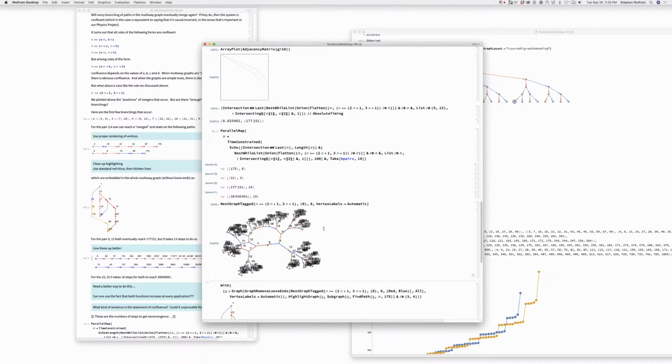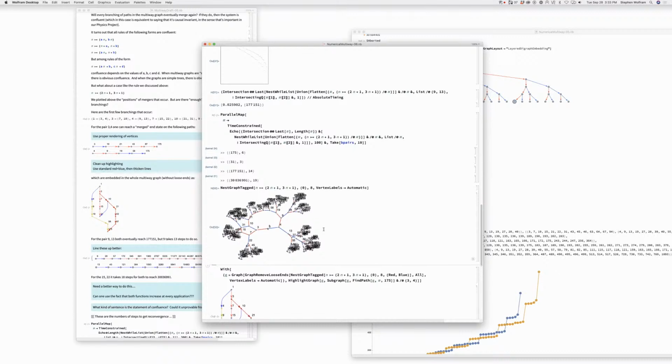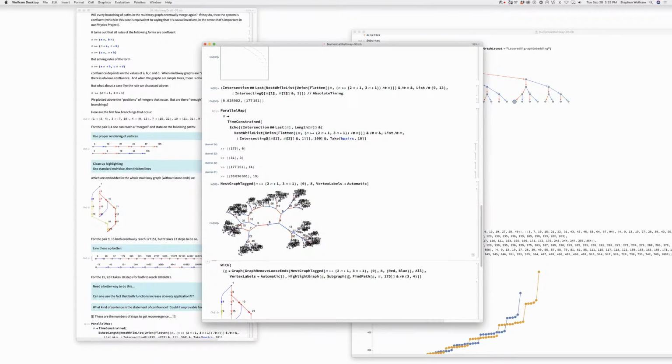Oh, for goodness sake, that's not what I wanted. Oh, I need the subgraph. Wait a minute. What am I trying to do? I'm trying to find the subgraph of this graph.